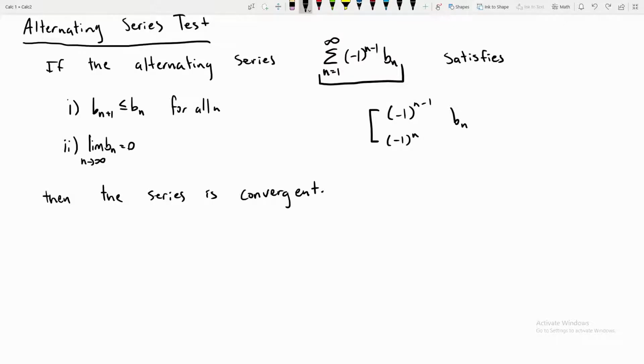Now that that's out of the way, we can see that the first condition is that b of n plus 1, meaning the next value of b of n, of just this term right here, should be less than or equal to b of n, meaning the current term that we're on. And that is for all n. And then the second condition is that the limit of b of n is going to equal 0. In that case, we can say that the series is convergent.